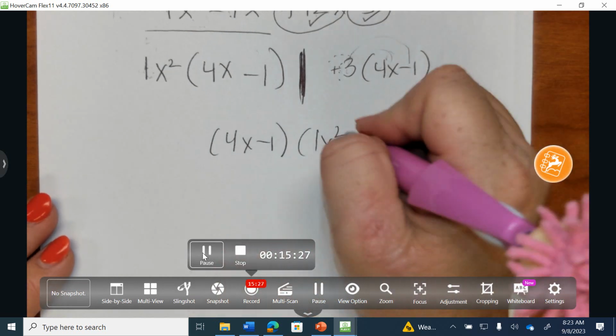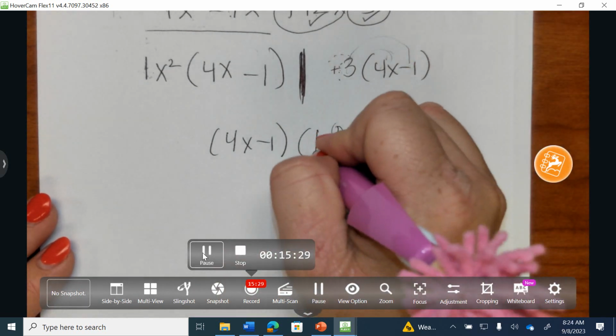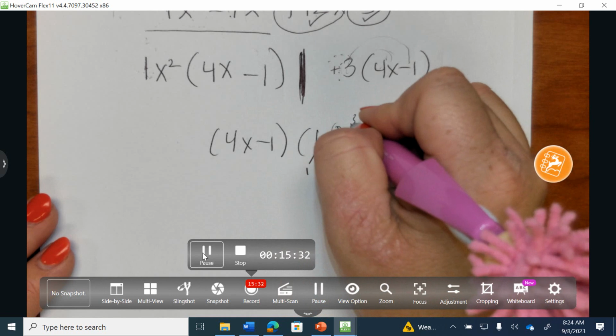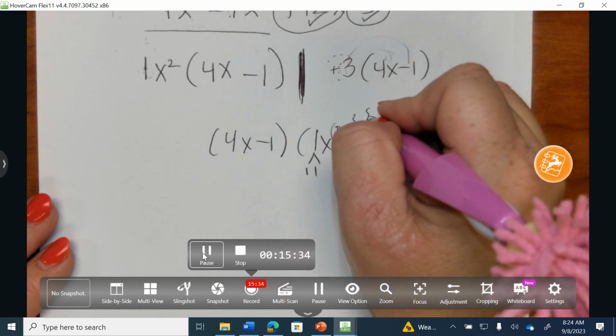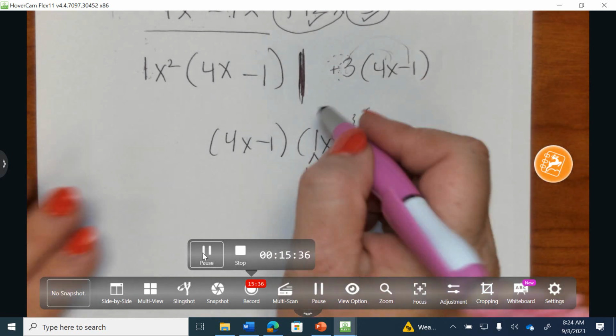This cannot be reduced here. So this is divisible by 2. This breaks into 1, 1, but this is not subtraction, and this cannot be broken down any further. This is my final.